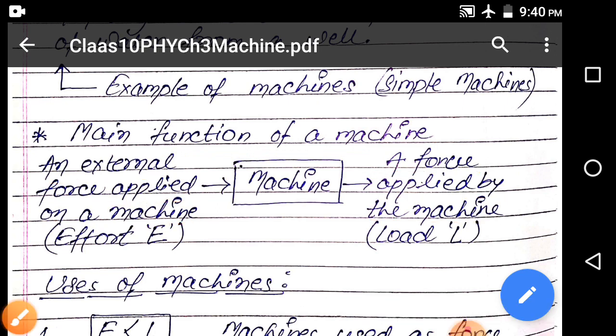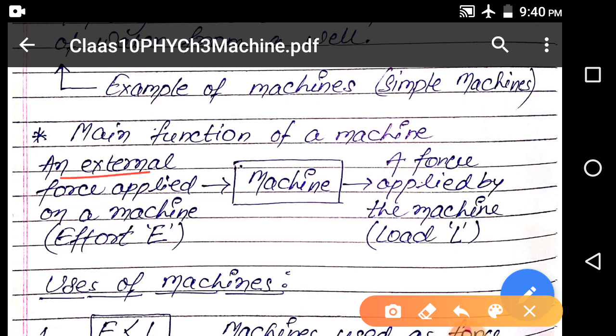Here the external force applied on the machine is called effort, and the force applied by the machine is called load. So here L, load, and E, effort, those are the two forces. One is applied on the machine and the other is applied by the machine.